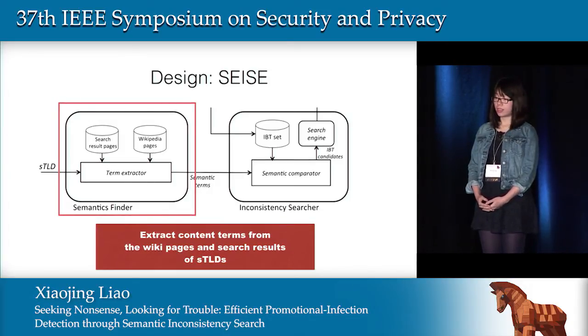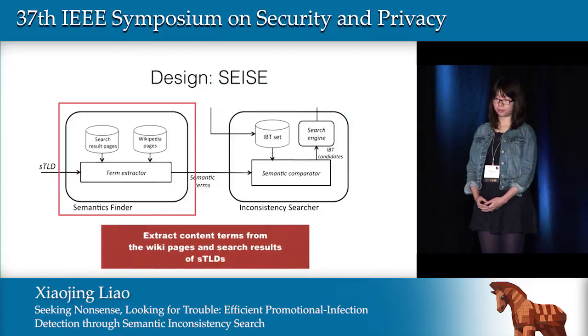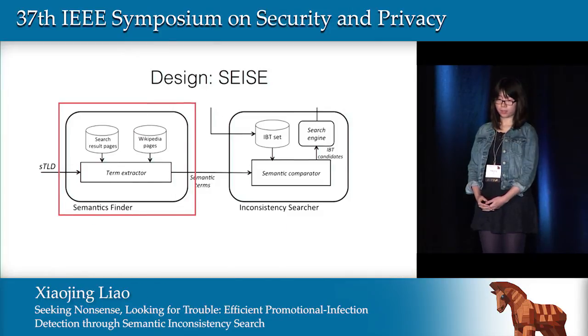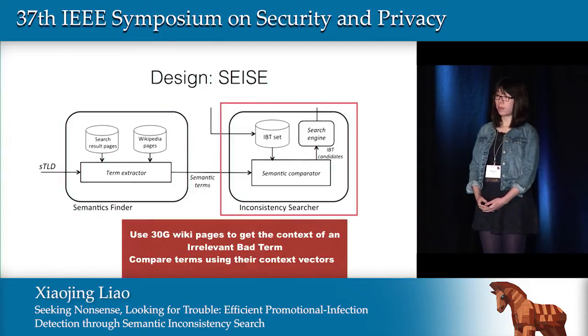We extract the content terms using the NLP content term extraction tool from the wiki page of the STLD. Then, we compare the cosine distance of the STLD content terms and the patterns. So the semantic comparator outputs the pattern candidate with the largest semantic gap with the semantic terms. Then we use these most irrelevant patterns to feed the search engine.